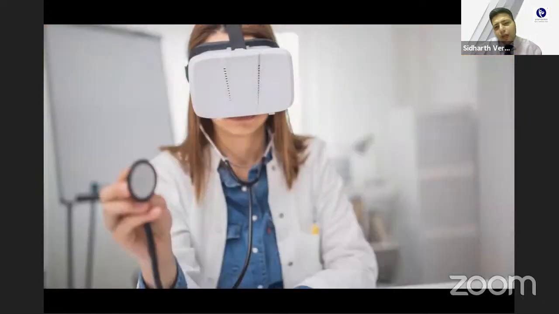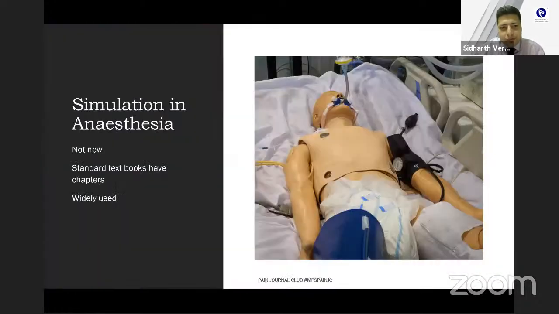So how popular is medical simulation? It's quite popular. And even simulated patients are nowadays available. And I'll explain to you in brief. Simulation in anesthesia is pretty old. It's not new, surprisingly. And if you see most of the good standard textbooks, like even the Miller, they have full dedicated chapters on simulation.